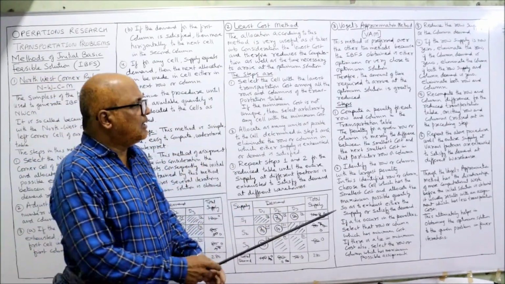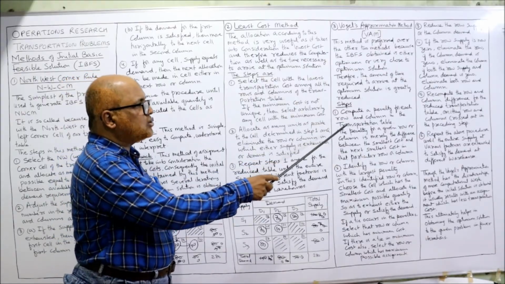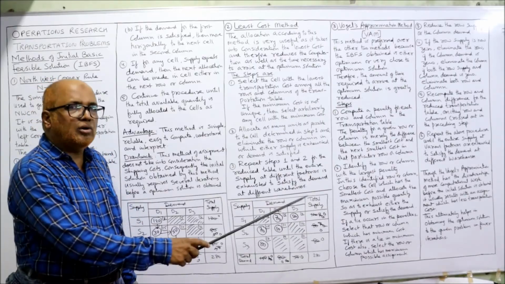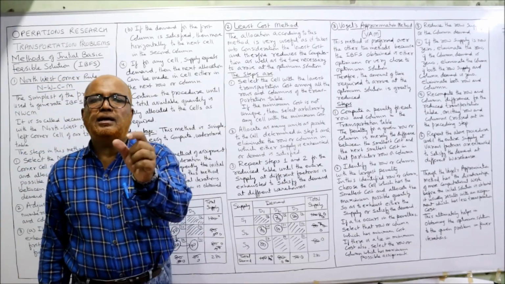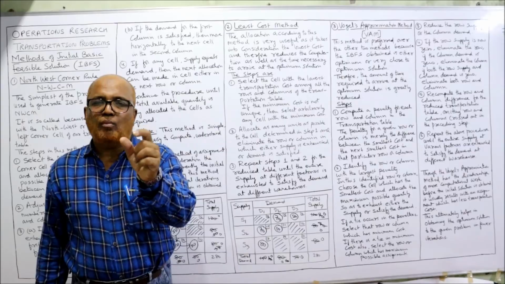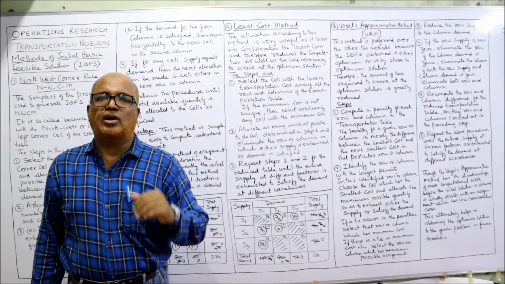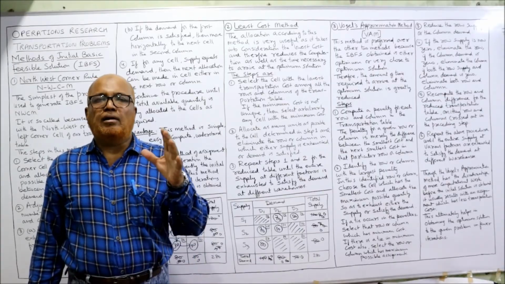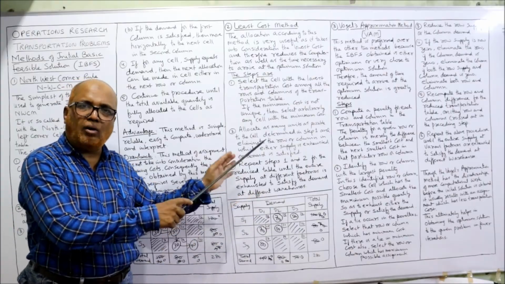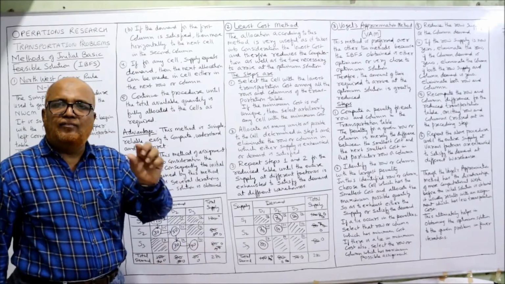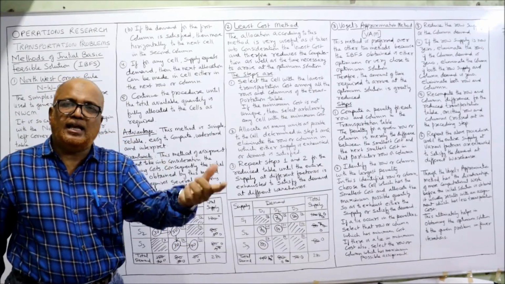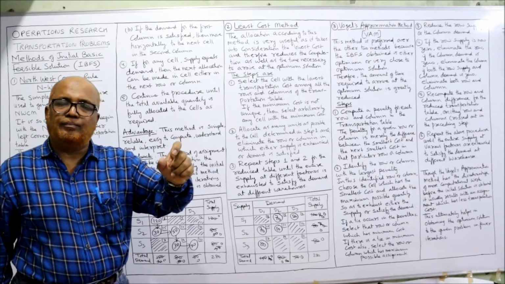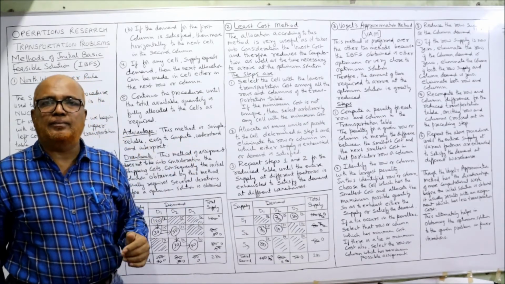Now, steps. The first step, compute a penalty for each row and column in the transportation table. This is the transportation table. In this, you have to calculate the penalty. Penalty means the difference between the smallest cost and the next smallest cost in every row and column. So you have to calculate penalty in the rows and also in the columns. After finding out penalties in rows and columns, find out the highest penalty.